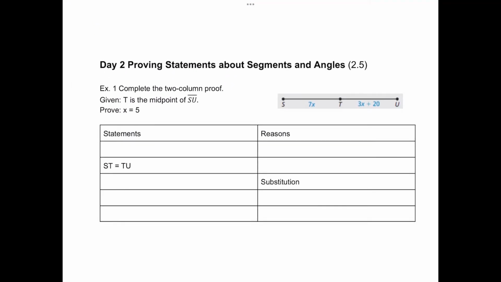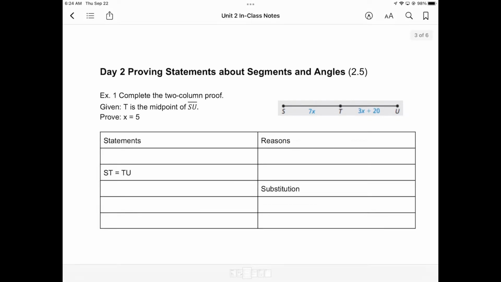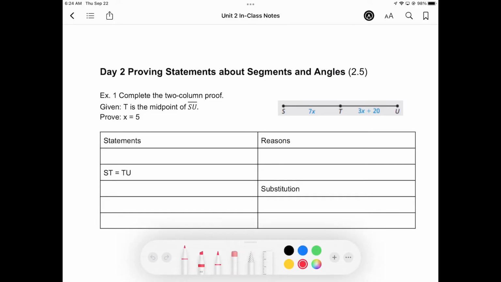In the first example, we are given this picture. This is really important that we identify and use this picture. We're told T is the midpoint of SU. That means these are congruent segments to each other. ST and TU are equal to each other in length then, which is part of my proof that you'll see there. But this is also part of the given. Any picture you're given is considered part of the given information.